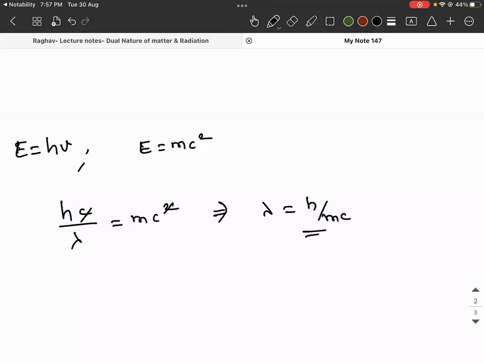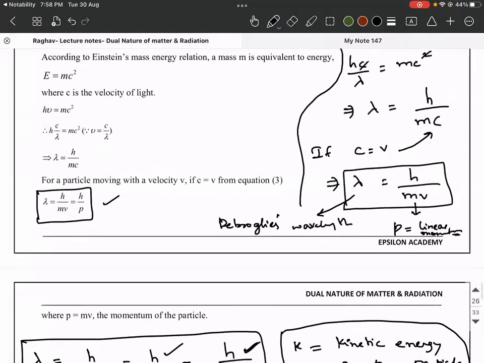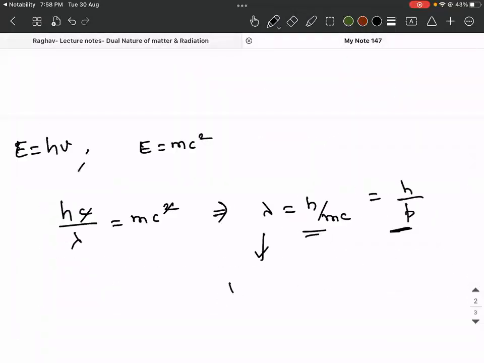Lambda is equal to h by m into c, where h is Planck's constant, m is the mass of the charged particle, and what does c stand for? Speed. So mass into velocity is called linear momentum, h divided by p. From here only Heisenberg's uncertainty principle, everything comes into picture. But before that, the basic is that matter has a wavelength property which says lambda is equal to h divided by mv, and this is called de Broglie's wavelength.